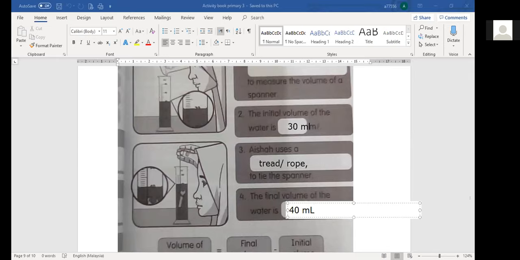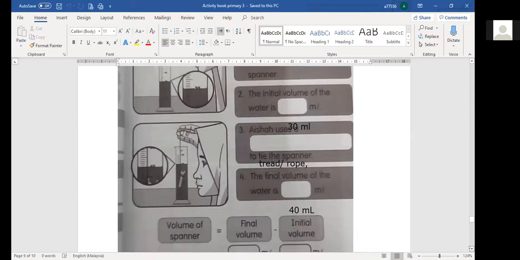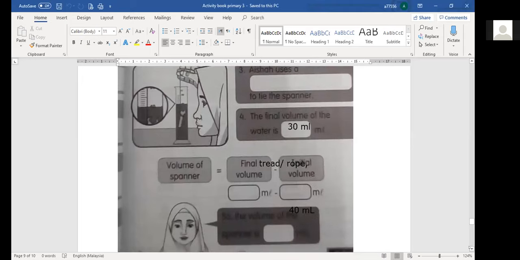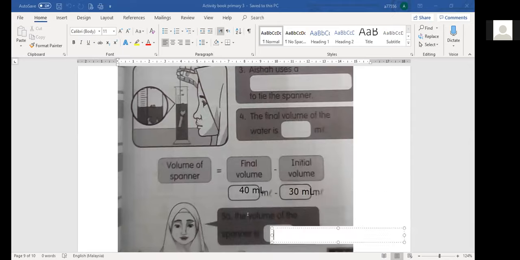Okay, now, can you give me the answer? What is the volume of the spanner? Okay, the final volume just now is 40 ml. The initial volume, before putting in the spanner, is 30 ml. So, the volume of the spanner is, what is your answer?